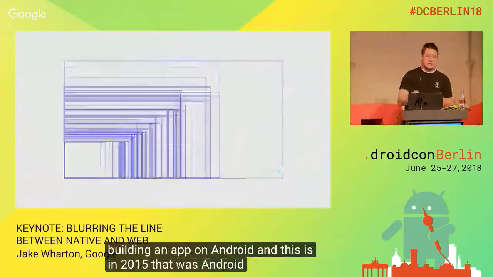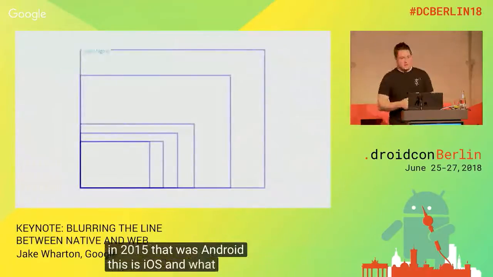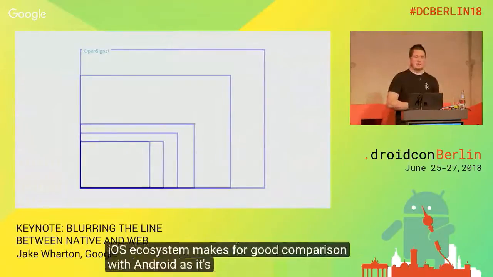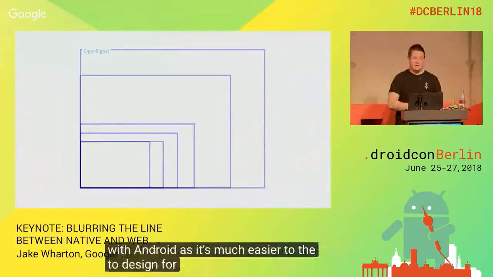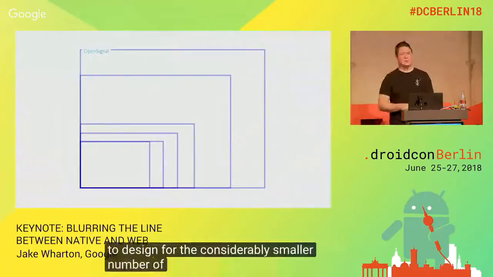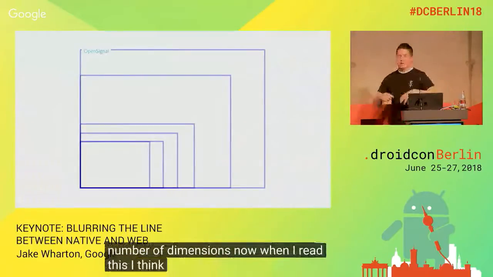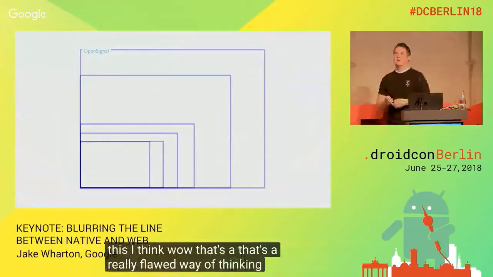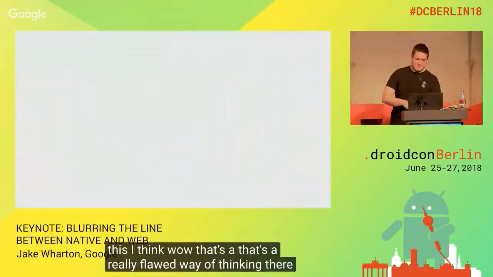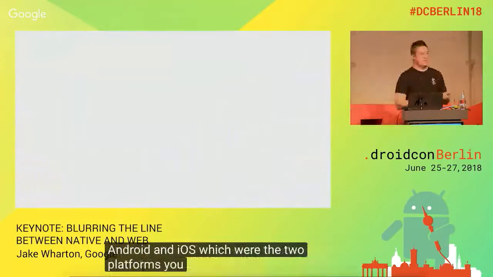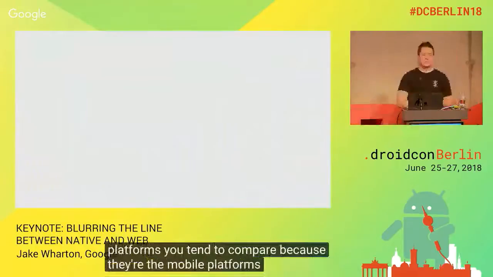That was Android. This is iOS. And what they said was the iOS ecosystem makes for good comparison with Android, as it's much easier to design for the considerably smaller number of dimensions. Now, when I read this, I think, wow, that's a really flawed way of thinking. There was no image for the web, though. It was just Android and iOS, which are the two platforms you tend to compare because they're the mobile platforms. But again, we forget about the web.